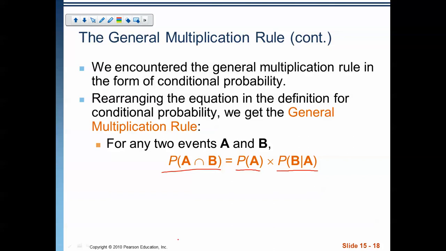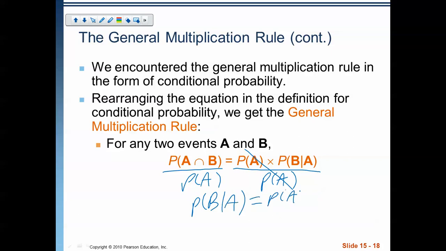Now, wait a second. Wait just one cotton picking minute, Mr. Dilly. What are you trying to pull? Because if you were to just divide this by P of A, and just mess with this algebraically, those cancel. Wait, this is just P of B given A equals P of A and B over P of A. This is the formula that you've already taught us. There's nothing new about this.